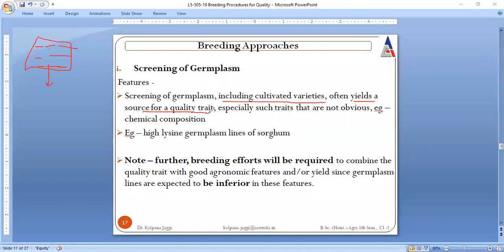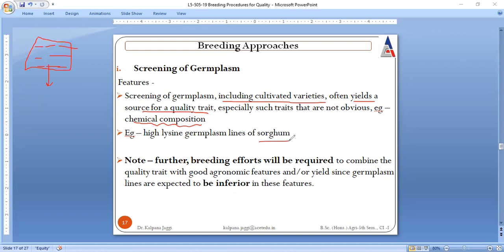But such traits are not obvious. That means we are talking here about chemical composition, right? So screening is done for those characteristics which yield a source for quality trait, for example chemical composition. Here, high lysine germplasm lines of sorghum are screened.